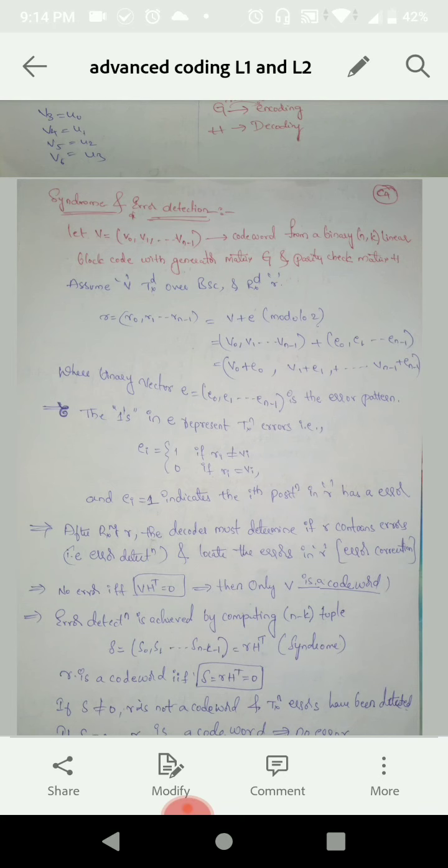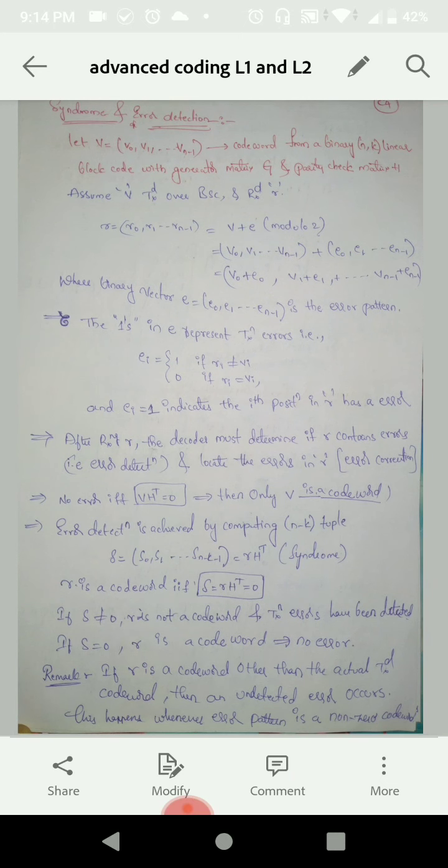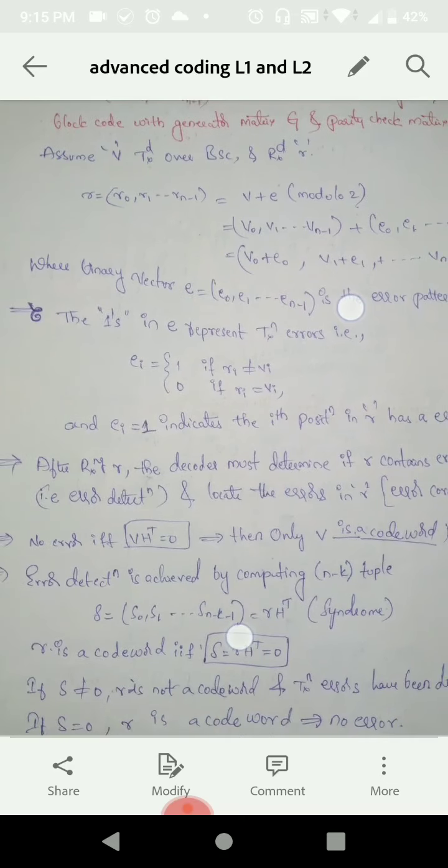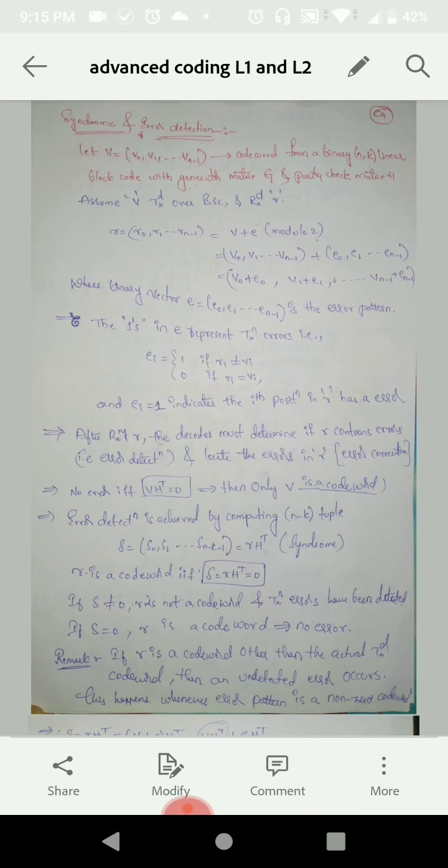So let me define this directly. R is given, which is nothing but v plus e, with modulo 2 addition, where e is the error pattern, and e_i is equal to 1 when the received and transmitted bits are not equal. Then we will be getting an error. When they are equal, we won't be getting an error, so that is represented by 0.